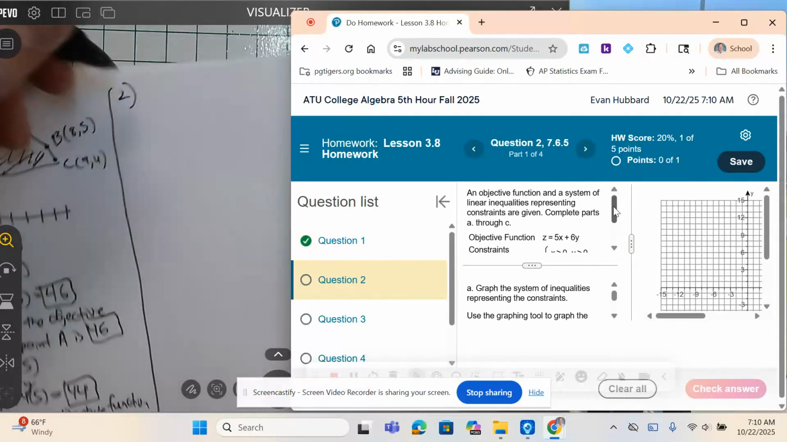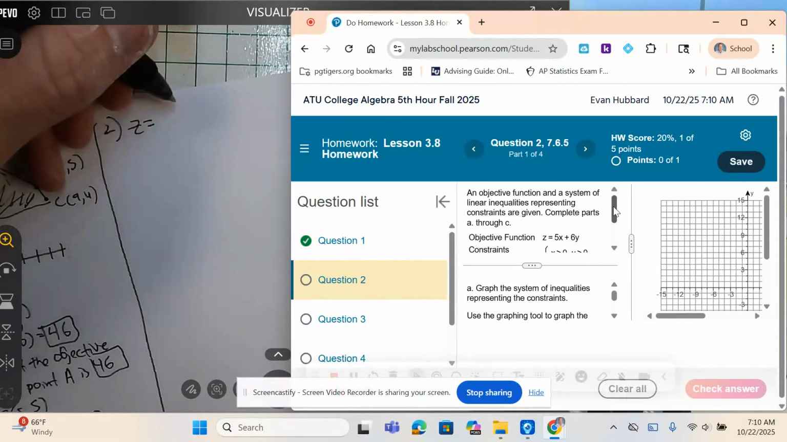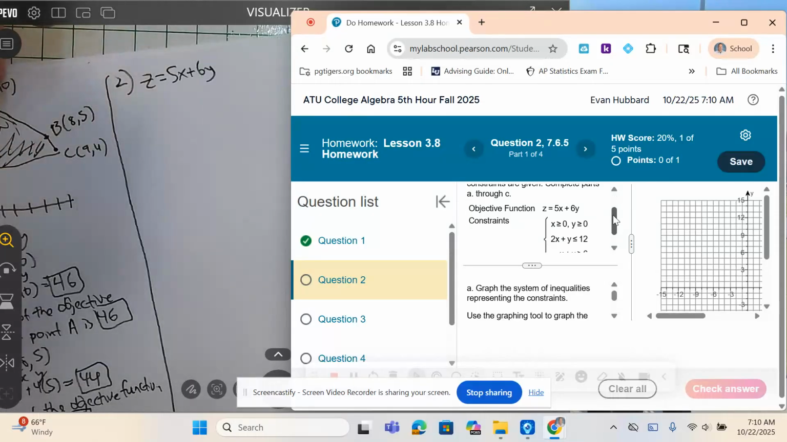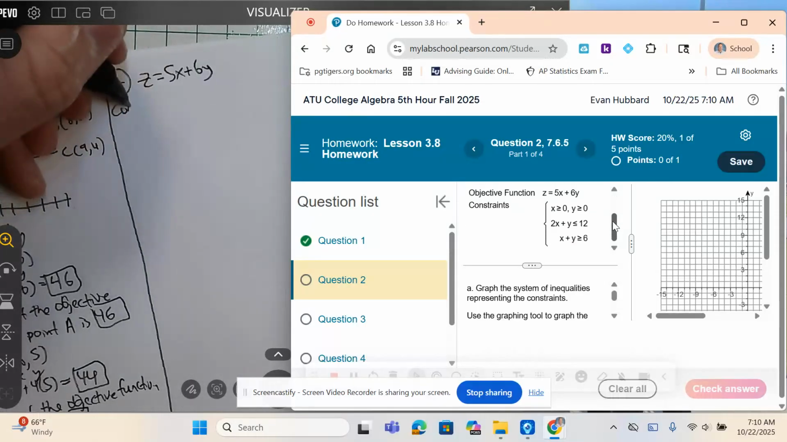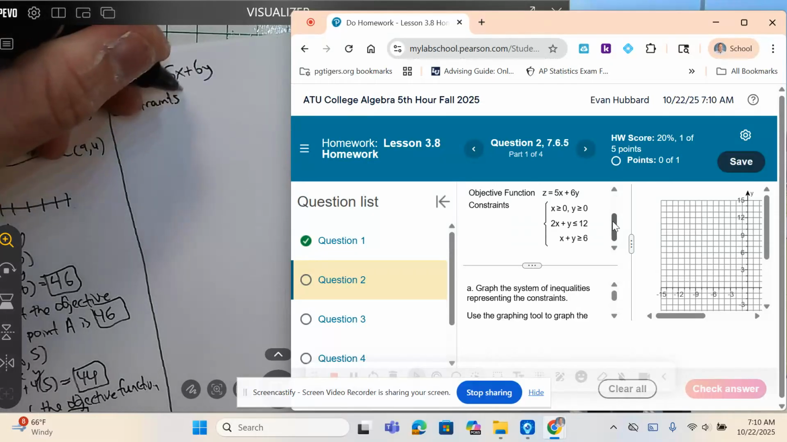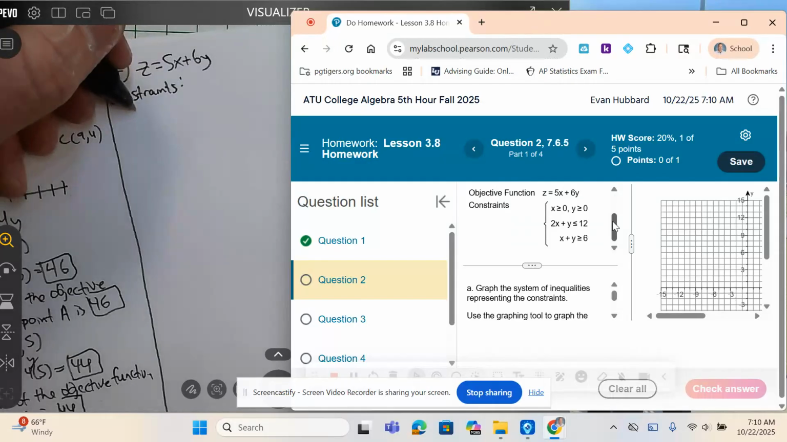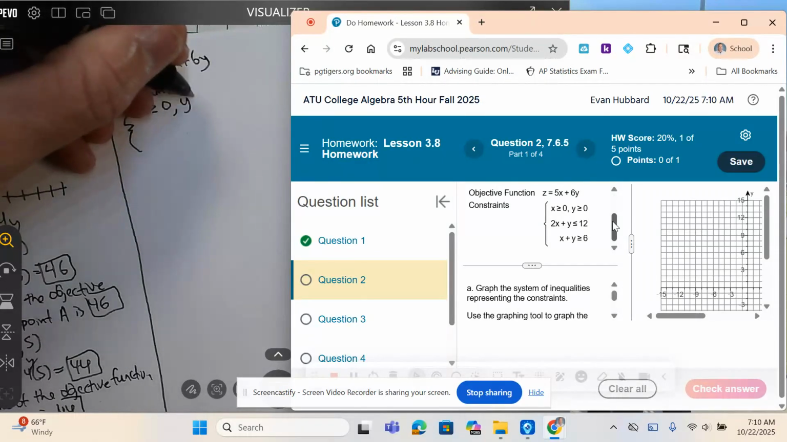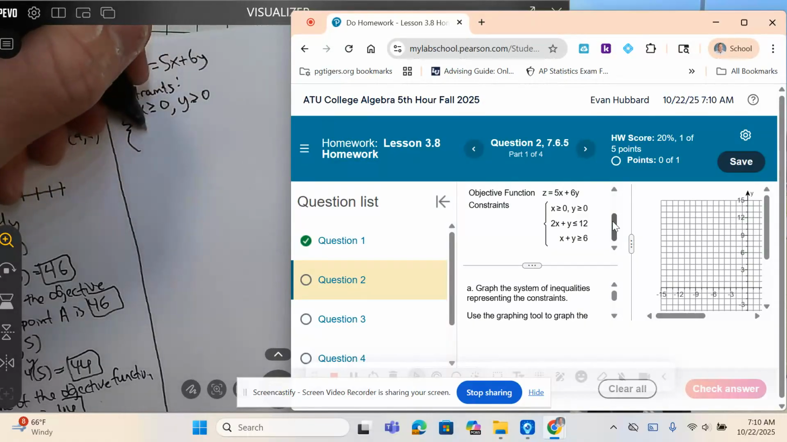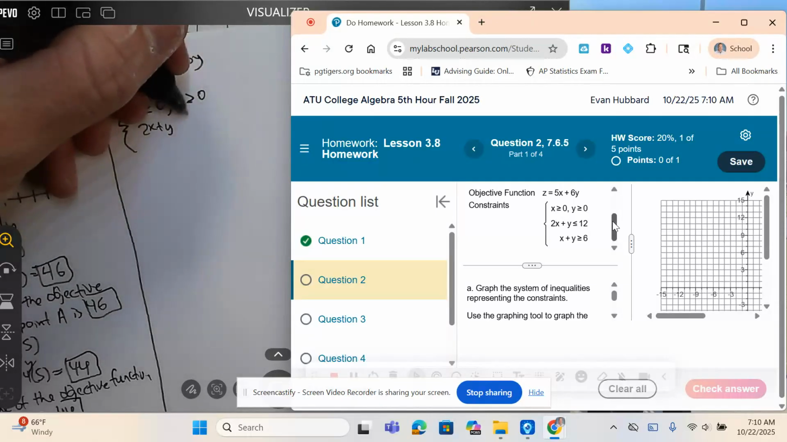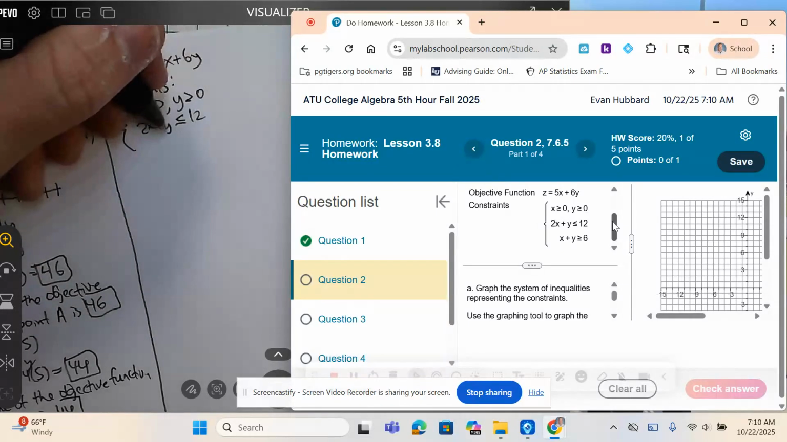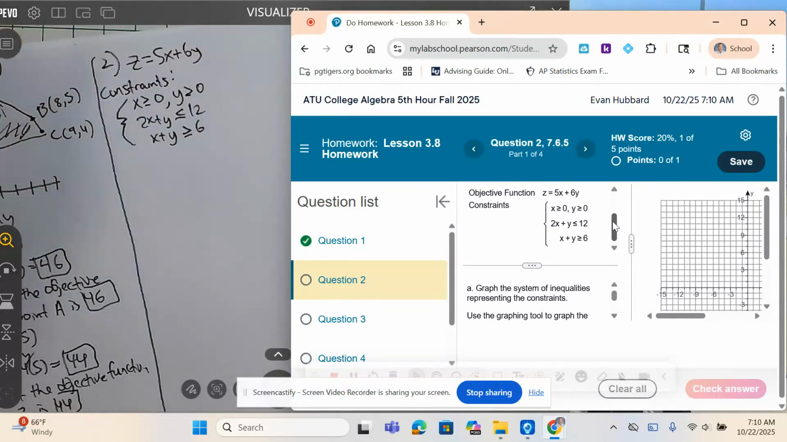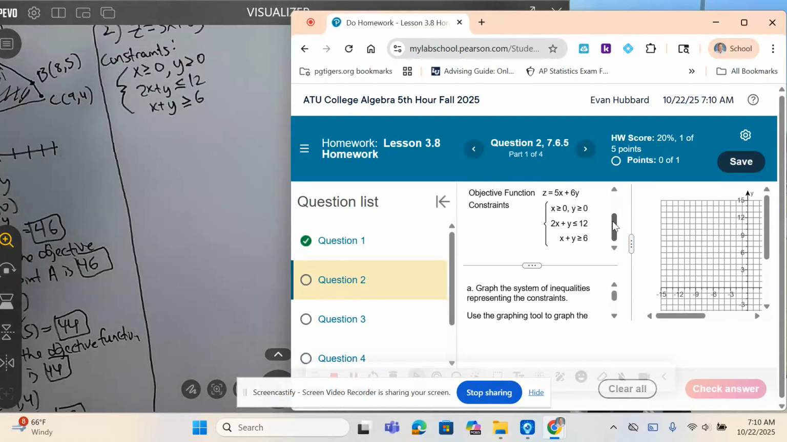So we've got the objective function, z equals 5x plus 6y. We've got our constraints: x is greater than or equal to 0, y is greater than or equal to 0, 2x plus y is less than or equal to 12, and x plus y is greater than or equal to 6. Okay, so we're going to graph these.